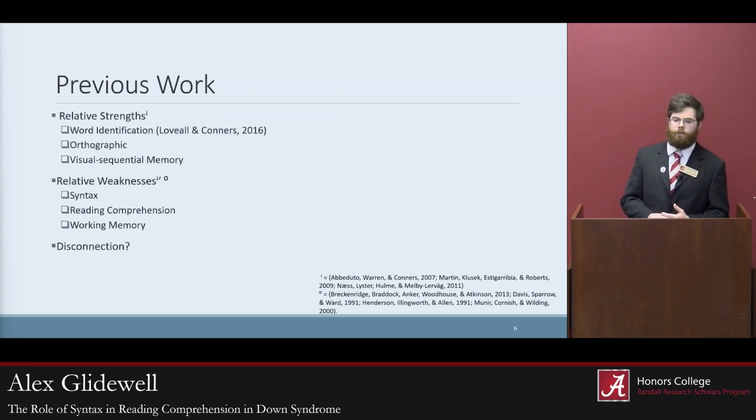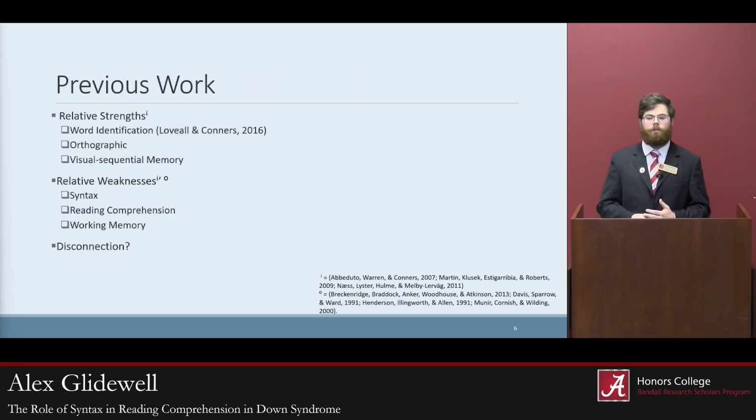So with that in mind, we'll look at some previous work. We found some relative strengths and relative weaknesses among Down syndrome individuals when it comes to reading comprehension. Major strengths include word identification, where Dr. Connors has previous work in this field, as well as orthographic skills, so being able to recognize proper spellings, as well as visual sequential memory, so being able to remember things that have been seen already and sequences.